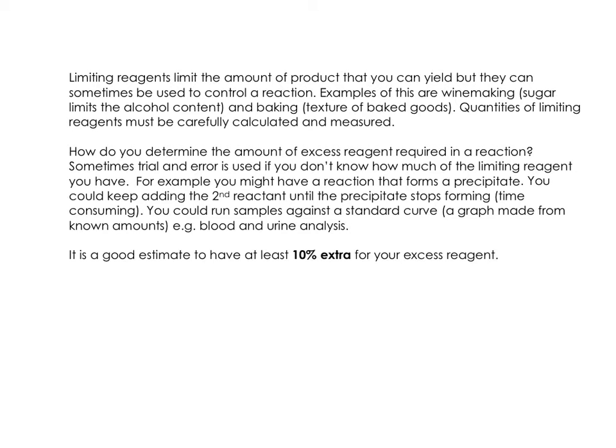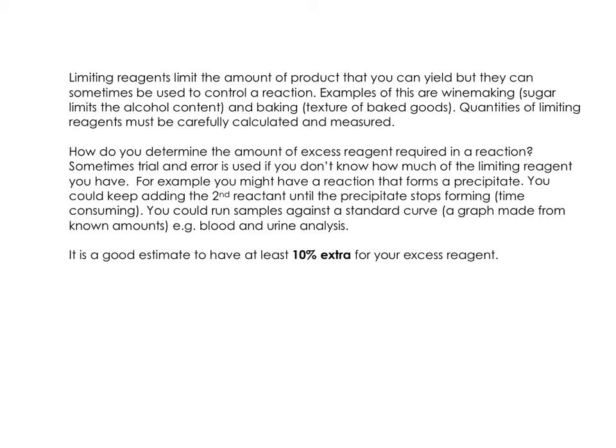How do you figure out how much excess reagent you need? Sometimes we do trial and error, and sometimes we don't even know how much of the limiting reagent we have. So you might have a reaction that forms a precipitate. You keep adding the second reactant until you stop making the precipitate. That's very time consuming. Sometimes we have these things called standard curves, which is a graph that's made from known amounts of a solute in a solution. You can run your sample against the standard curve to see where it fits. And they do this for blood and urine analysis.